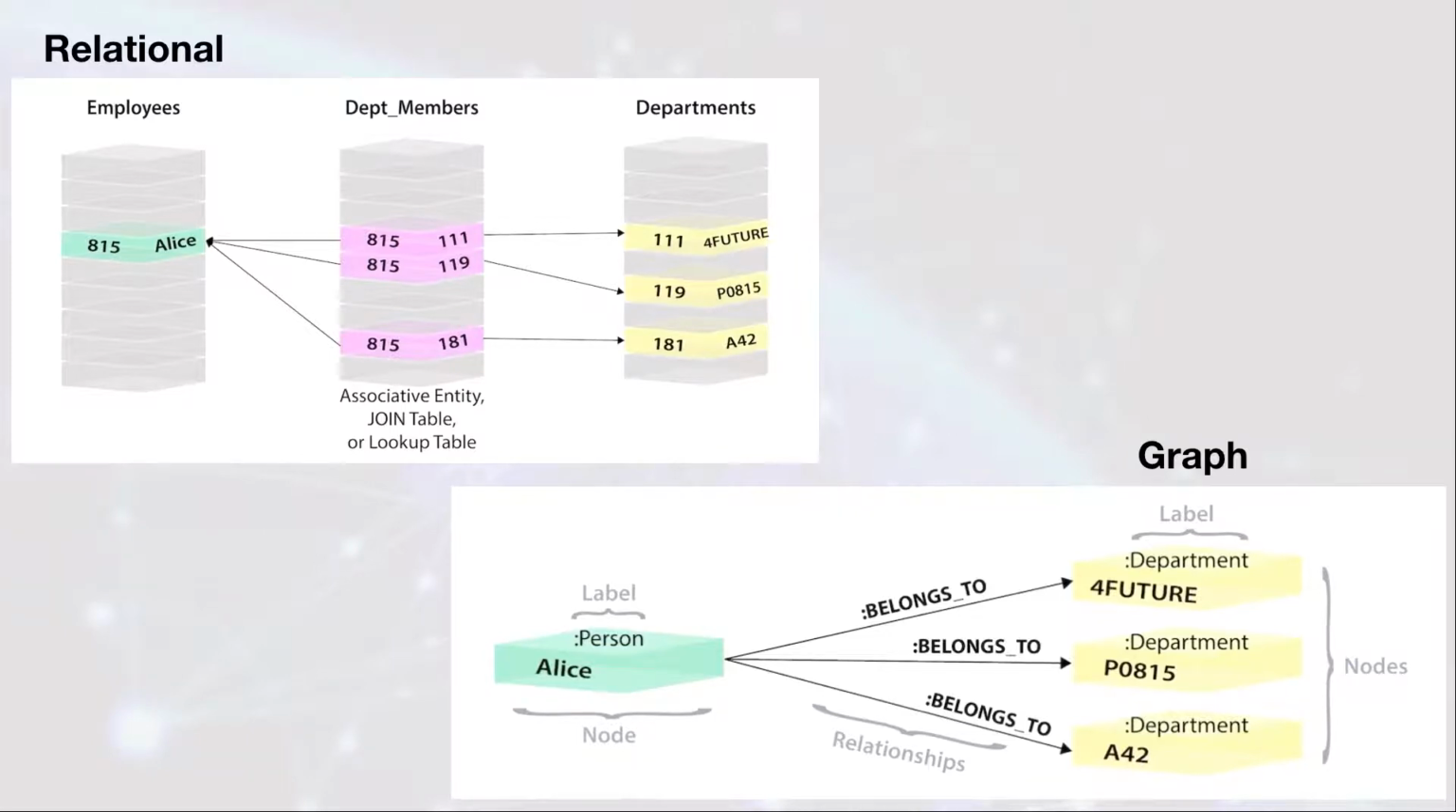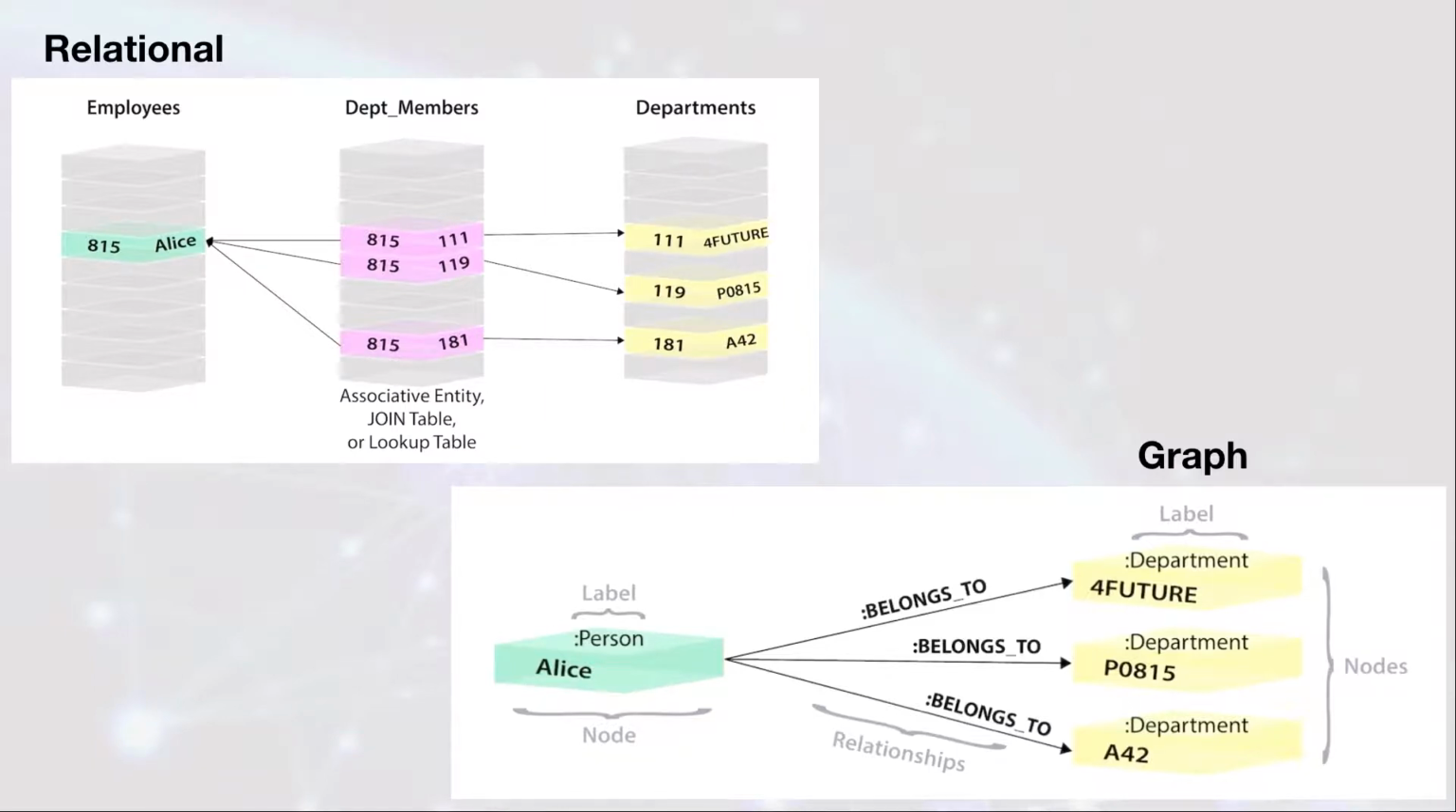Typically, in the relational world you deal with this by using an associative entity, a join table, or some sort of lookup table. You take the ID of the value you start from, find all the places in that join table where that ID appears, grab the links, and then look up the meaningful values of those links in the other table. In this case, we're starting from Alice. We find the departments she's tied to in the department members table, and then look up the meaningful values of those departments, in this case department names. She's tied to 3 different departments. So that's our relational model.